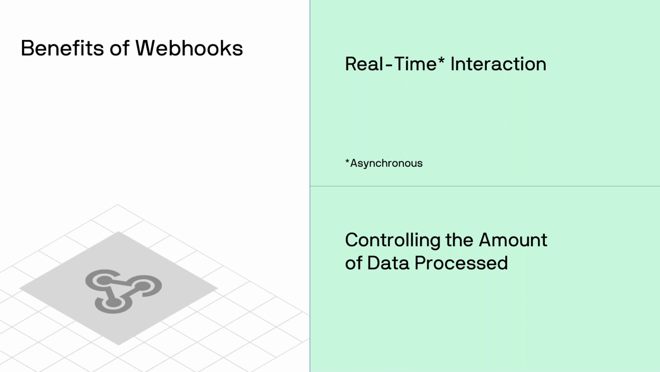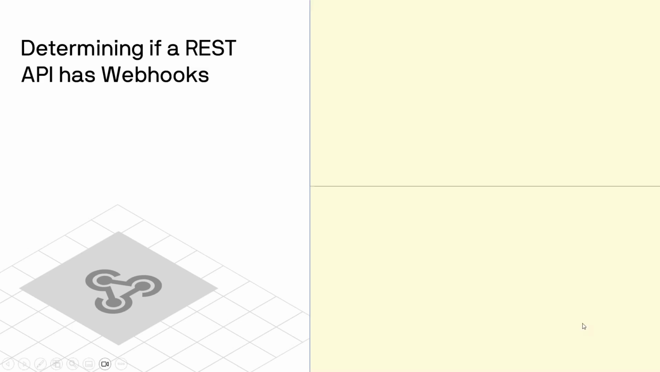So we're going to start aiming a little bit more towards the technical side of this now. And we start talking about, one, determining if the REST API has webhooks and then how we subscribe to it.